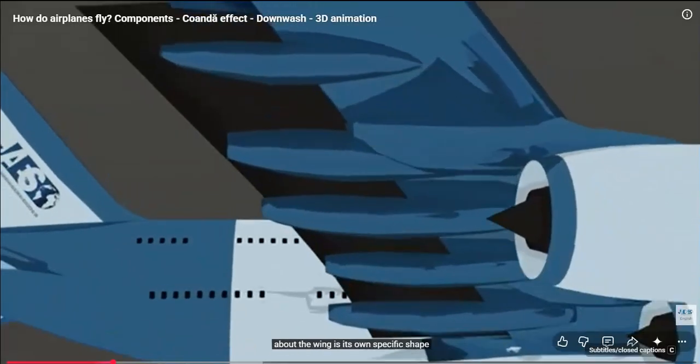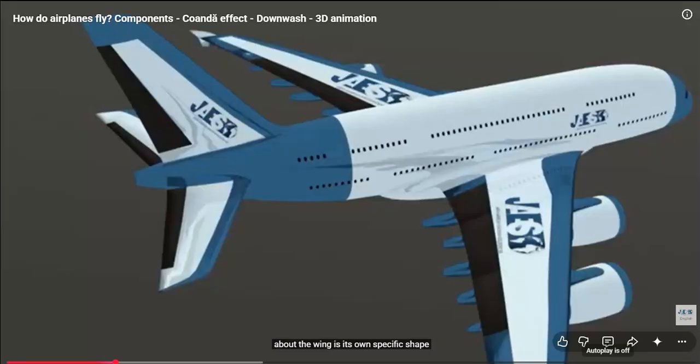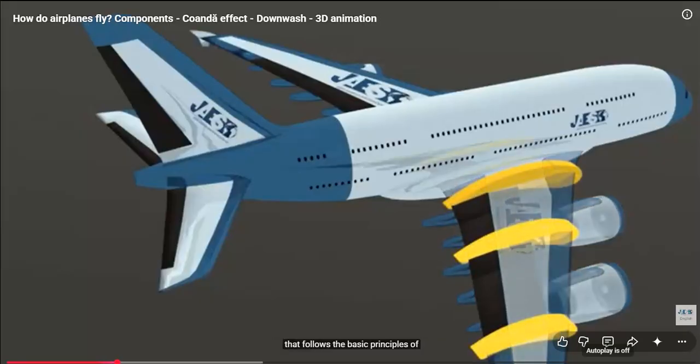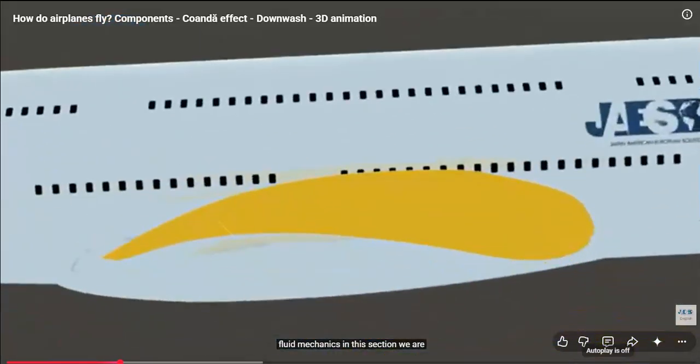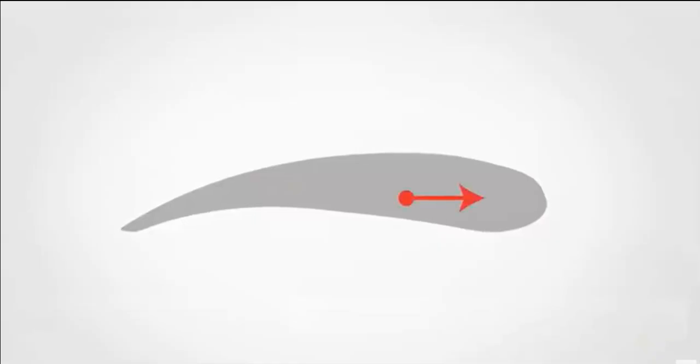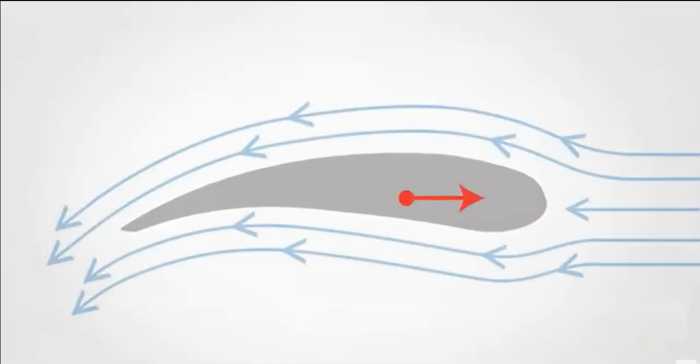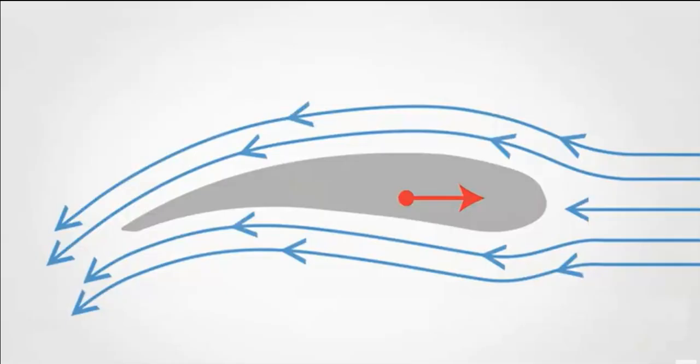The most curious thing about the wing is its own specific shape that follows the basic principles of fluid mechanics. In this section, we are able to see the shape of the wing. We notice that the wing has a teardrop shape, and when the airplane starts moving in this direction, the airflow will hit the wing following these trajectories. But how does the wing rise when it is hit by the airflow?